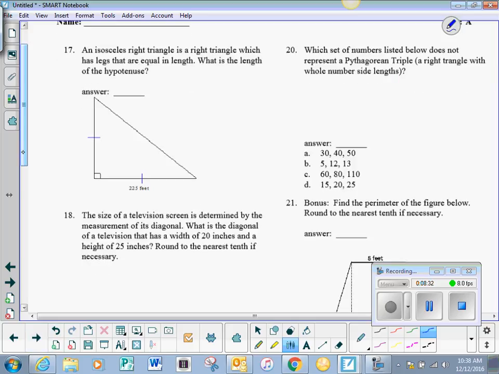17. This is an isosceles right triangle. That means 2 legs are equal. That means these are both 225. So we are finding c. 225 squared plus 225 squared equals c squared. Take the square root of that answer and you get 318.2.